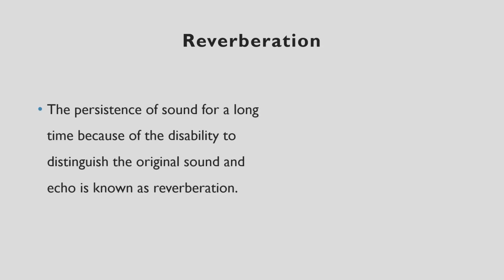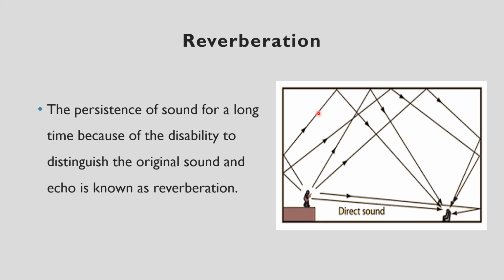So now let's move to the second phenomenon associated with reflection of sound, that is reverberation. So here it is the process of persistence of sound. Here, the sound persists within the ear for a long period of time due to the inability to distinguish the original sound and the produced echo. So this process is called reverberation, and it is clearly explained in this diagram.